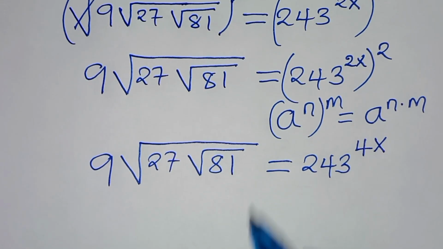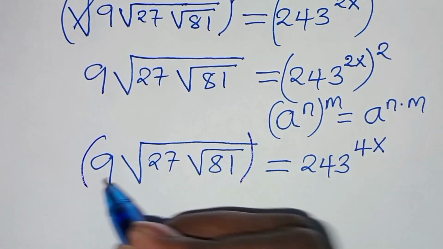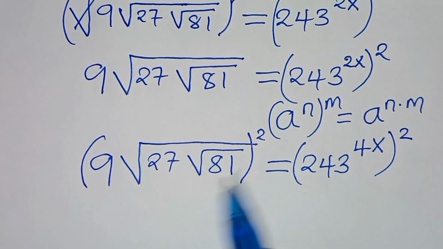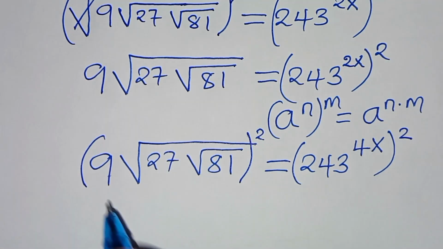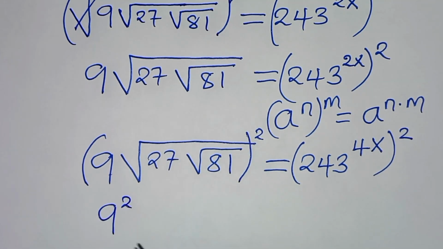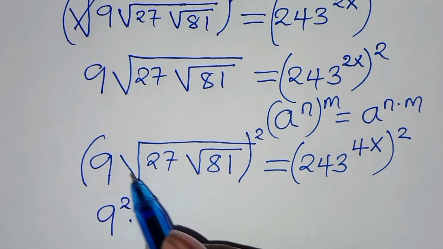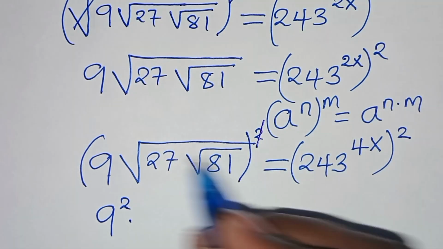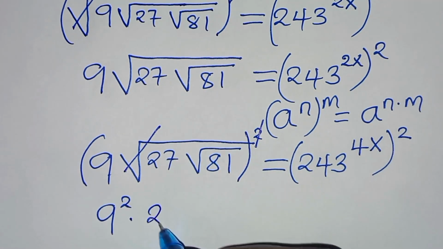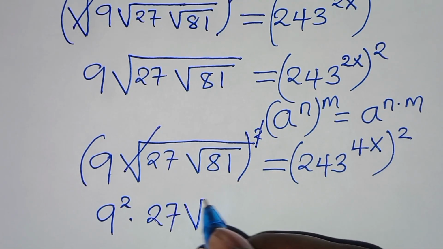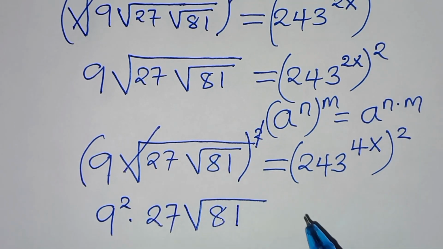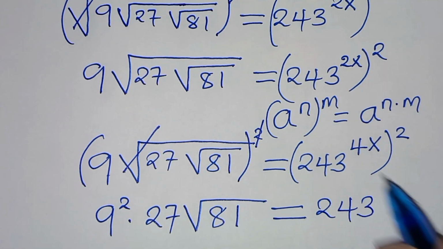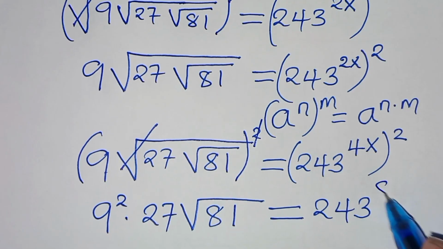The next step again here is to square both sides. Let's square both sides so that we can eliminate. In this case, we have 9 squared. So here we have 9 squared multiplying by, now we have the square root of 27 here. So in this case, we eliminate the square root sign so that we have 27 multiplying by square root of 81. This is equal to 243 raised to power 4x times 2, which is 8x.